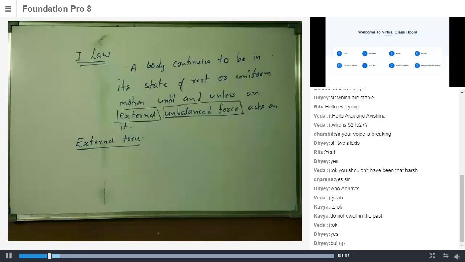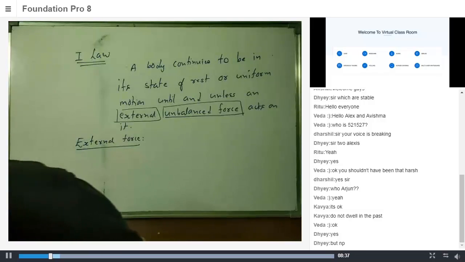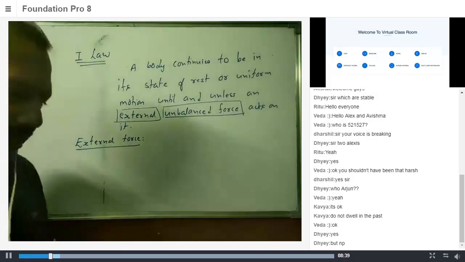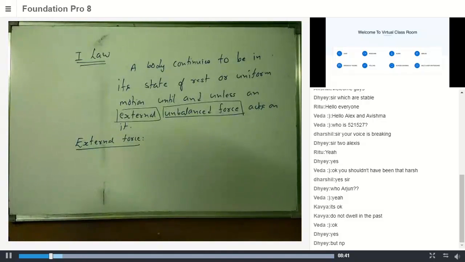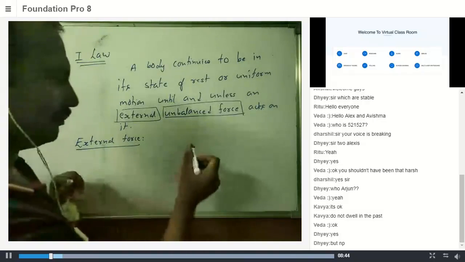Yes, Rishit, you want to say something? No, sir. Okay, fine, thank you. So, I got a couple of answers. One is what? A force which is applied from an external source. So I'll just give you an example, right? You should tell me whether that force is external or internal.